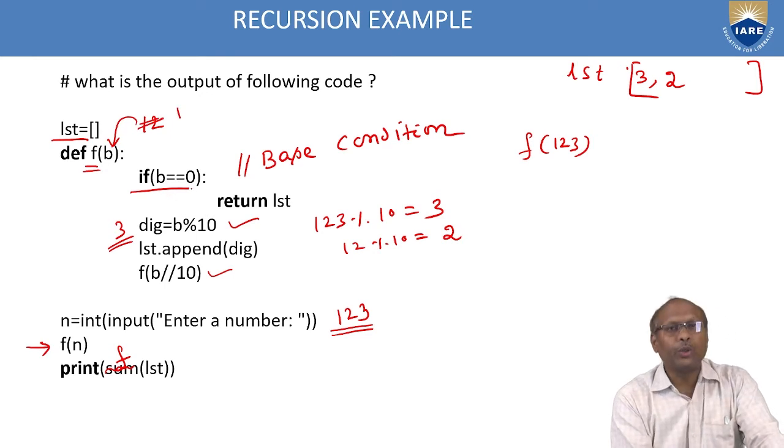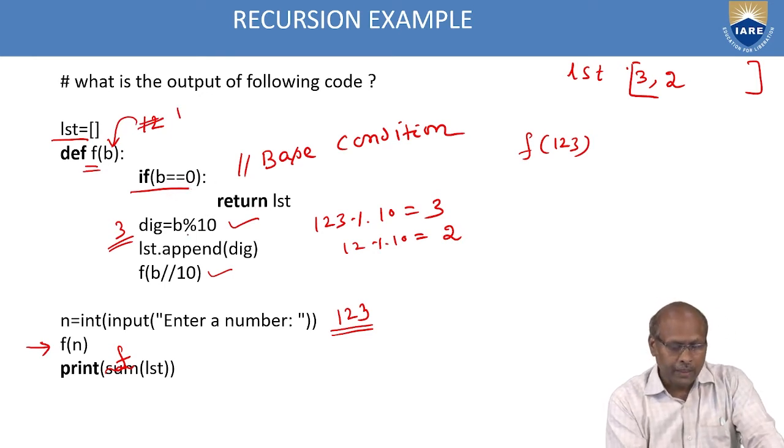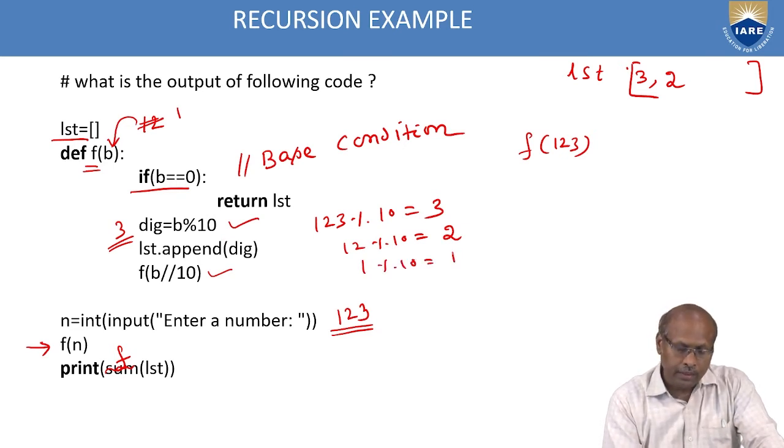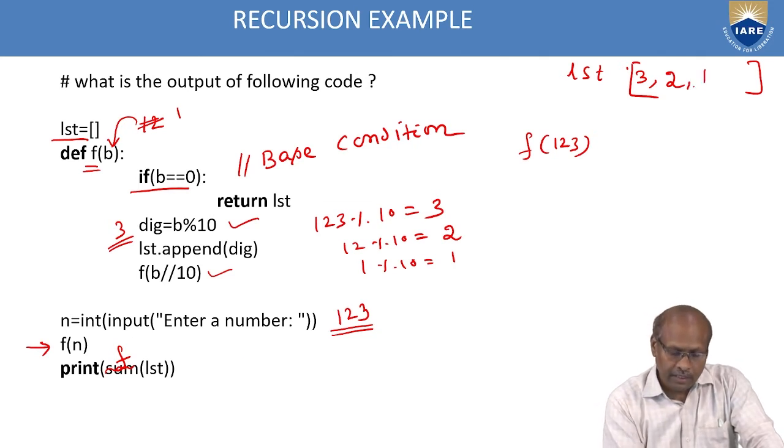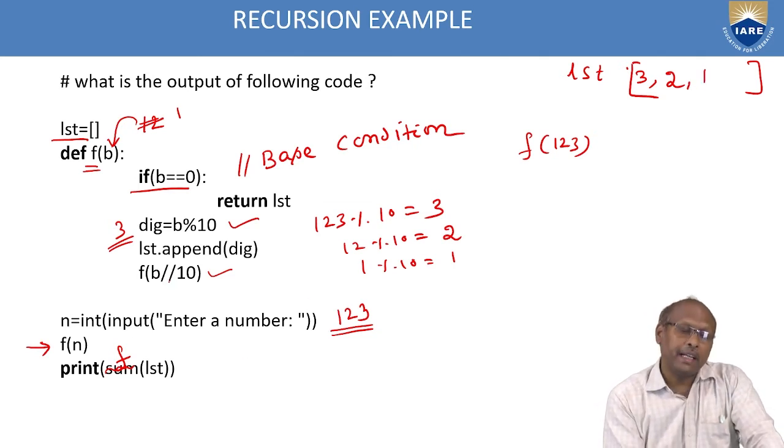Now it is checking 1 equals 0. No, this condition is also not satisfied. 1 modulus 10 is 1. Now lst.append, so it is appending again. Every time it is finding the digit and appending. So 3, 2, 1. Now again b by 10, b is 1. 1 by 10 is how much?